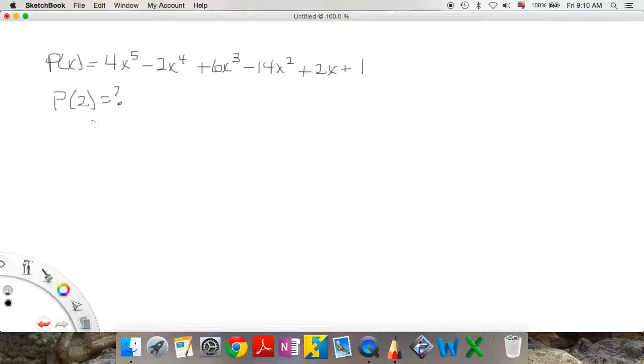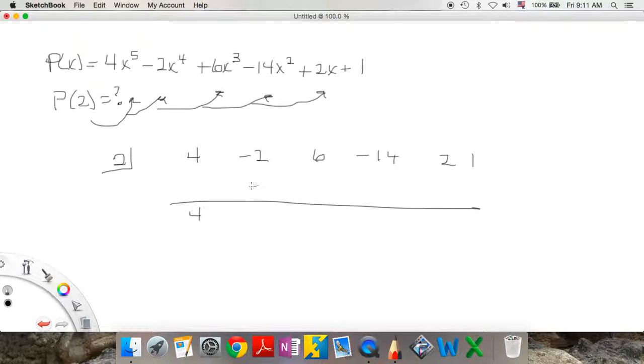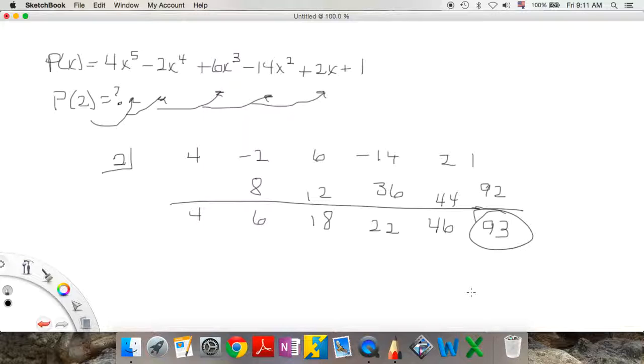You can either plug 2 in to all those x places and calculate it out, or you can use synthetic division. Put your 2 up in the little house and all your little coefficients here, and then use synthetic division and get your answer.